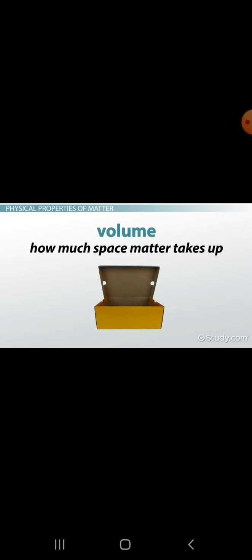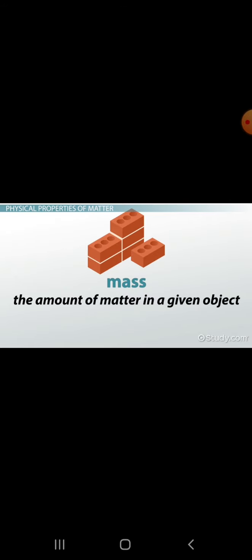If you were to pick up an apple, how would you describe it? It's smooth, hard, red, and tastes sweet. These are some observable properties. In physics, the physical properties also include anything that can be measured. There are two very important physical properties. Volume is how much space matter takes up. Mass is the amount of matter in a given object.